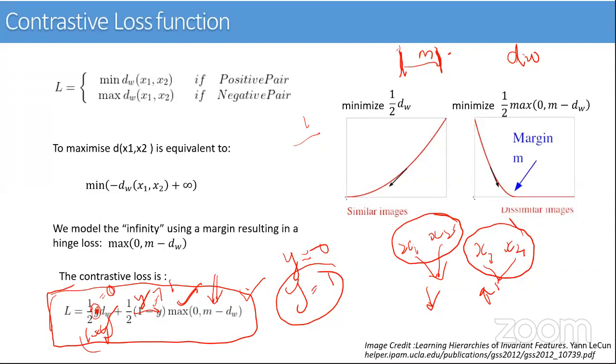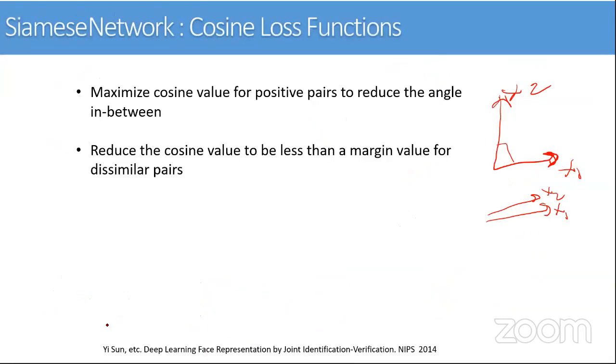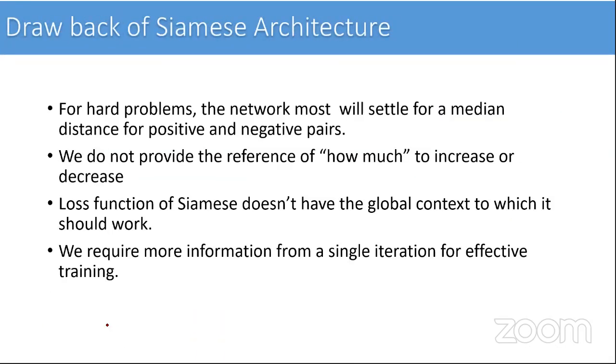So yeah, okay. So x1 and x2. There's some kind of toggling that happens in this contrastive loss function that tends to lose the information, that tends to hide the information about the global context. I hope that will make sense, because for hard problems, the network is mostly going to settle for a median distance, because the network is not aware of the global context in which it should minimize or maximize. So did that point make sense to everyone?